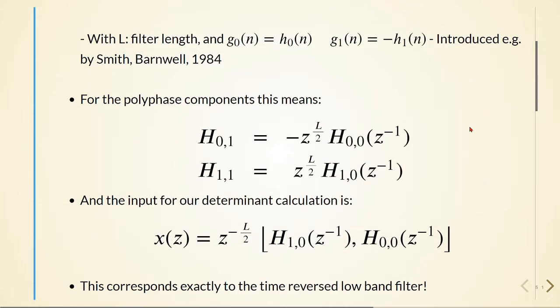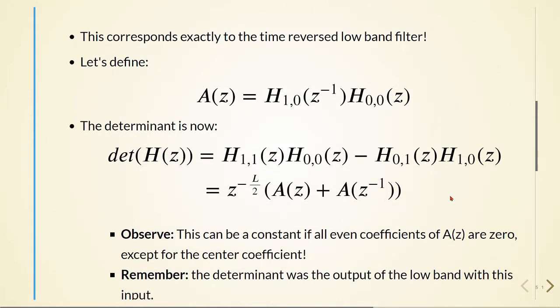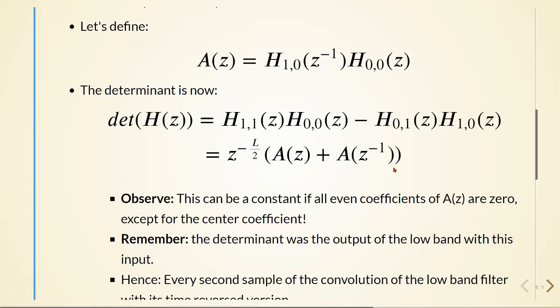So now we will define the A of Z is equal to H10 of Z to the power of minus 1 times H00 of Z, and the determinant now will become this here, so Z to the power of minus L divided by 2 times A of Z plus A of Z minus 1. And observe that this now can be constant if all even coefficients of A of Z are 0 except for the center coefficient. So remember the determinant was the output of the low band with this input.